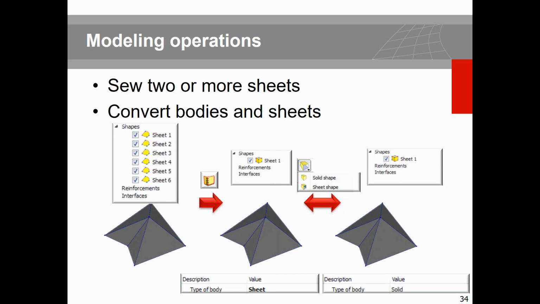You can sew two faces or several faces and make a kind of uniform shell out of a series of sheets, or you can explode them and convert the bodies into closed sheets.